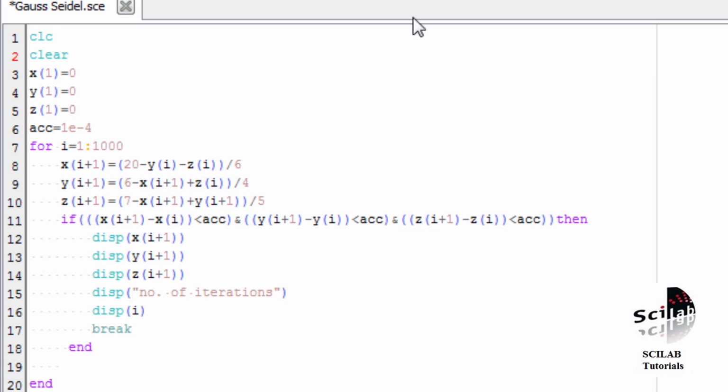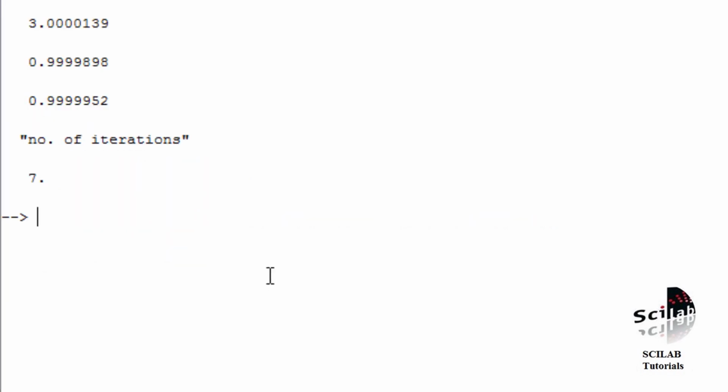Now let us run the code and see what is the output. So we can see the output is, the value of x is 3, the value of y is 0.4999898, and the value of z is 0.5999952. And in order to get this result up to the accuracy of 10 to the power minus 4, we need only 7 iterations. Although I have run the loop up to 1000 iterations, with the help of the break command, it will come out of the loop as soon as we get the desired result.